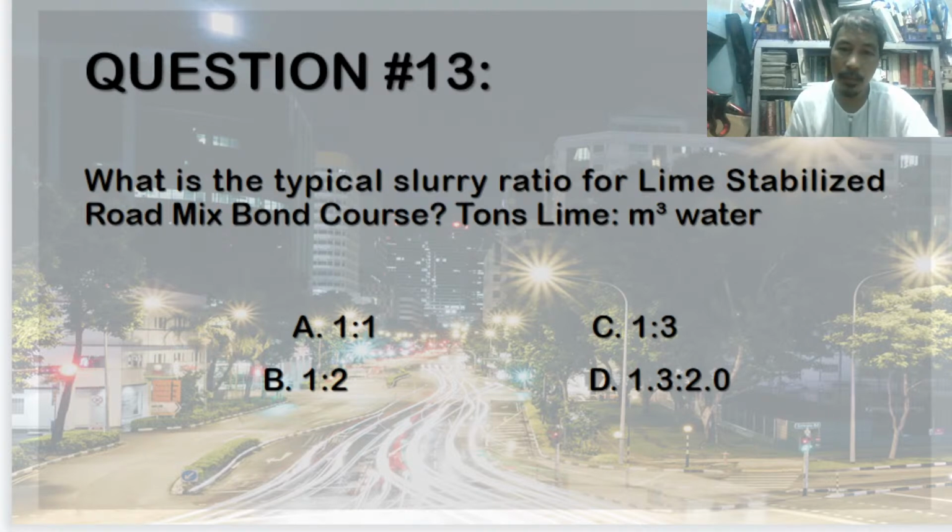Letter C, 1 ton of lime, 3 cubic meter of water. Letter D, 1.3 tons of lime. Actually, 1.5 tons of lime is to 2 cubic meter of water. What do you think is the ratio of lime to water for lime stabilized road mixed base course? So the top of the pavement must be stabilized. What must be the ratio?